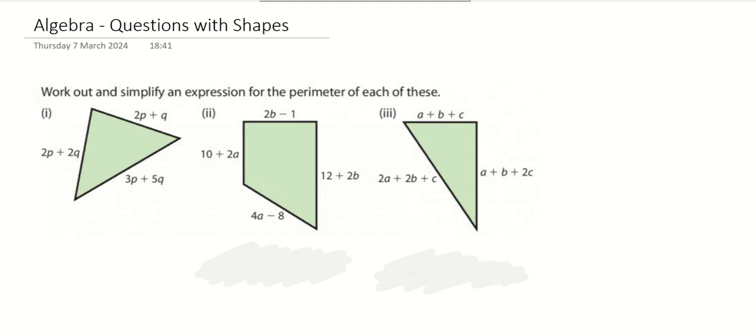I don't really know how long it's going to be. I've grabbed a bunch of questions from the textbook and just done up some solutions, and I'll go through some as we go along. So let's get stuck into it.